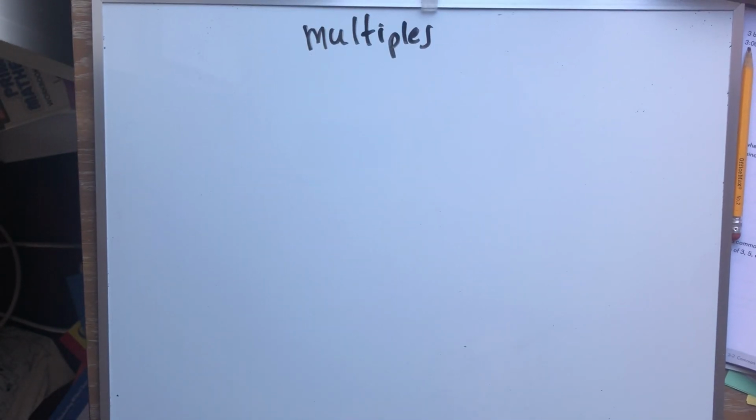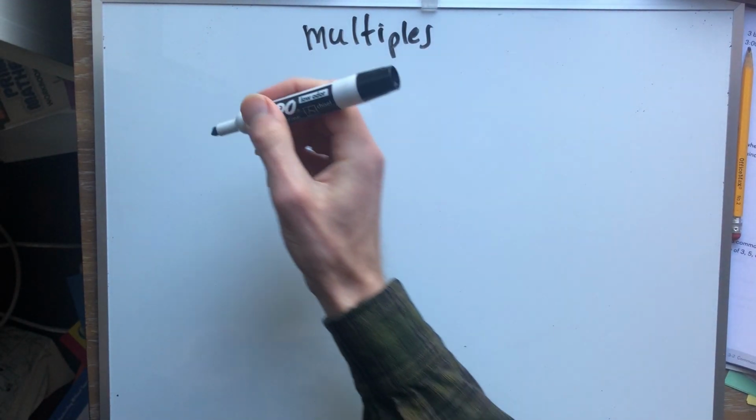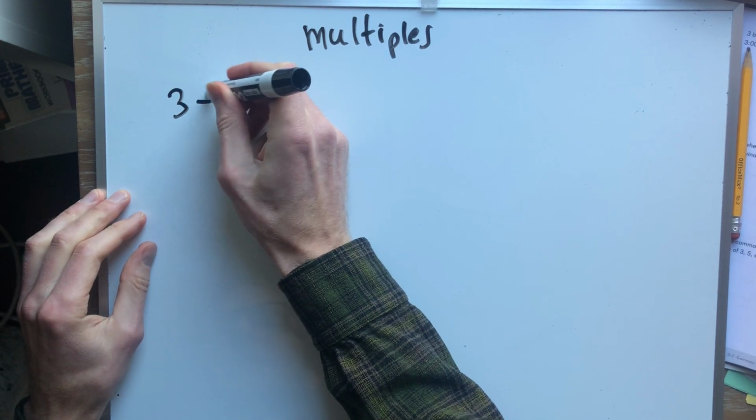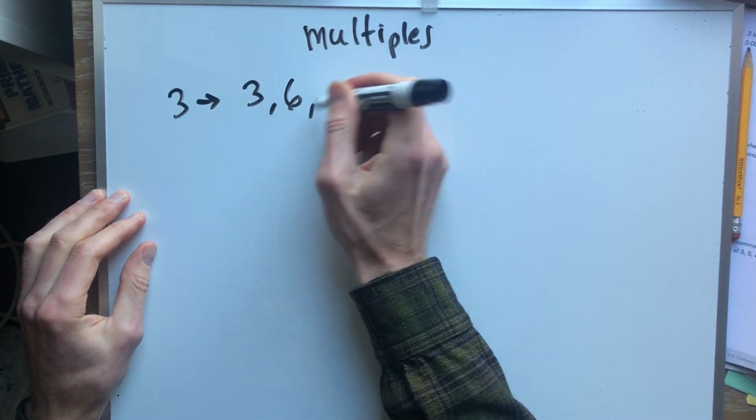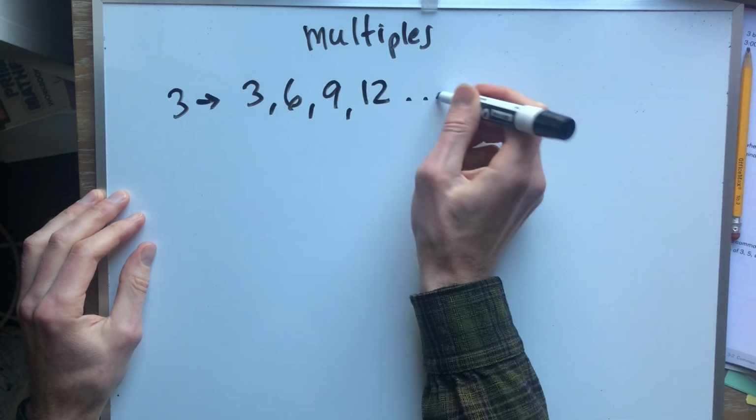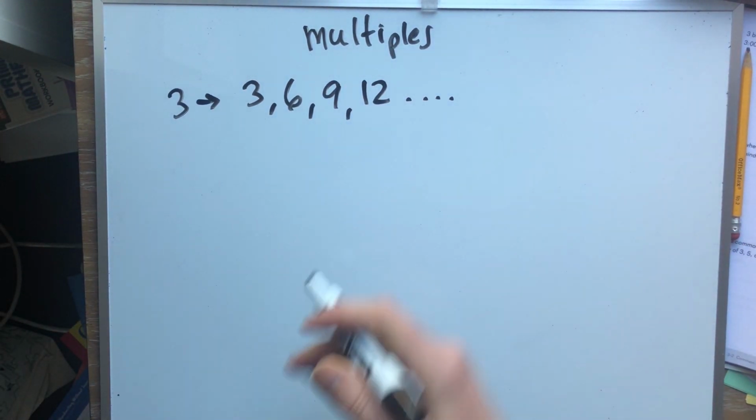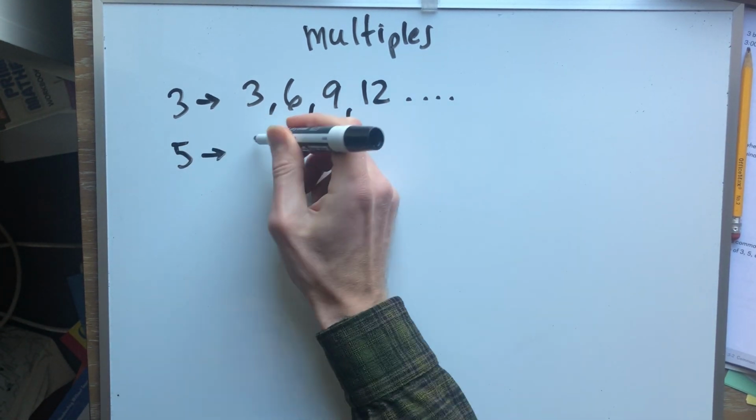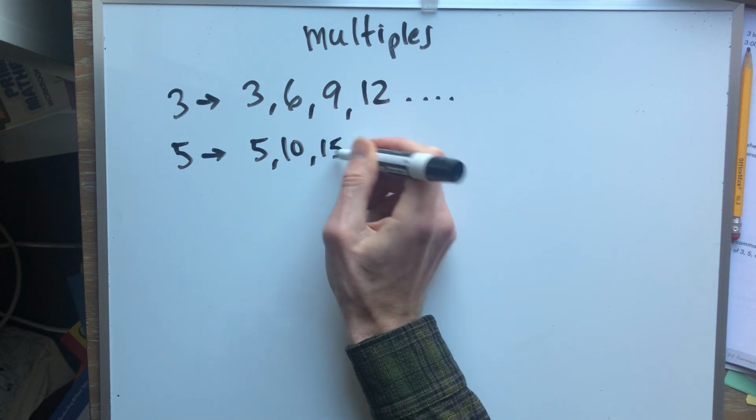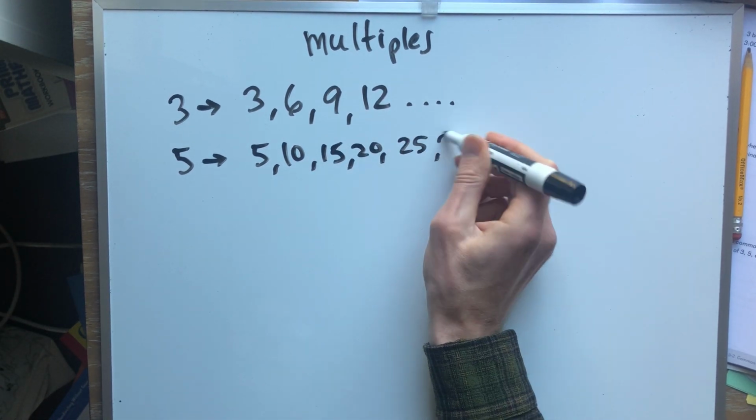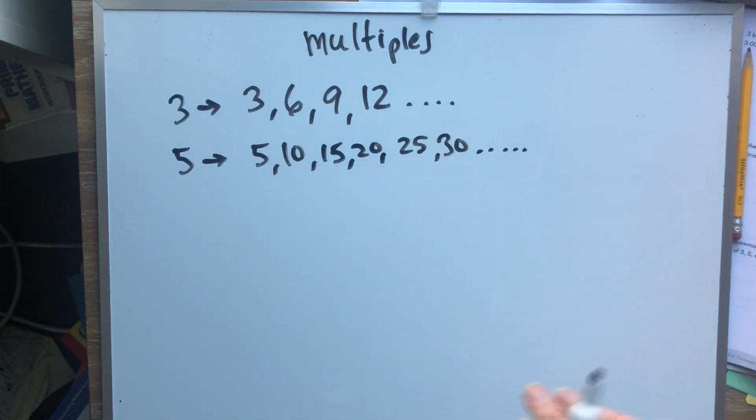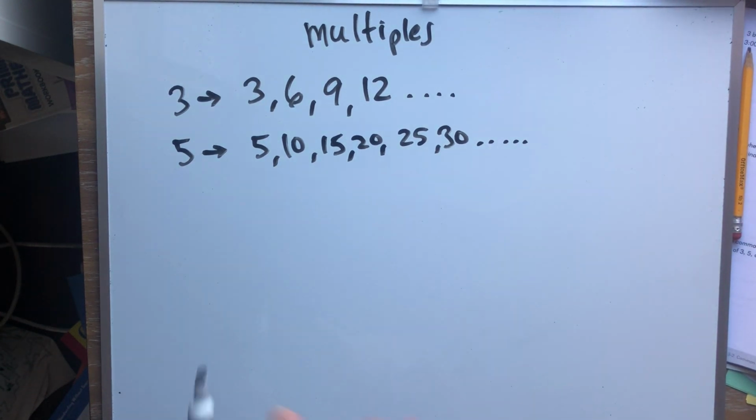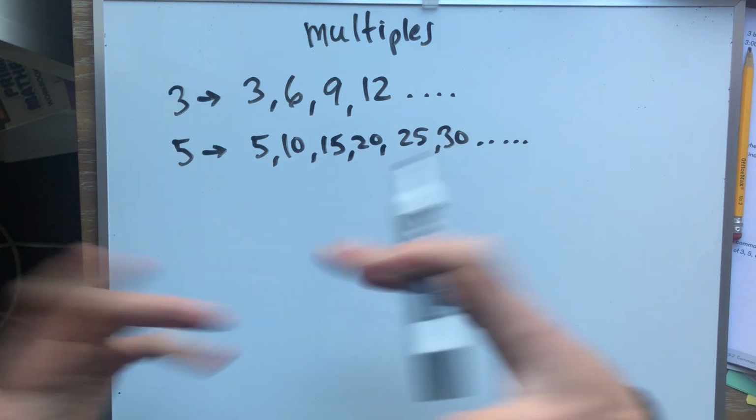Hey guys, remember how last week we talked about multiples and how multiples are skip counting? So like multiples of 3 would be 3, 6, 9, 12, all the way up, you can count forever. Multiples of, let's say, 5 would be 5, 10, 15, 20, 25, 30. Keep on going. So multiples get bigger. They're like skip counting, they get bigger.